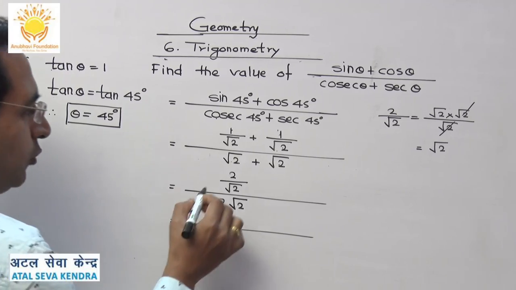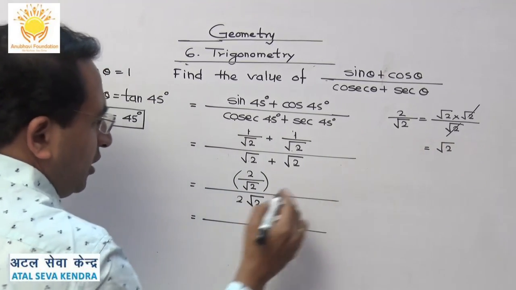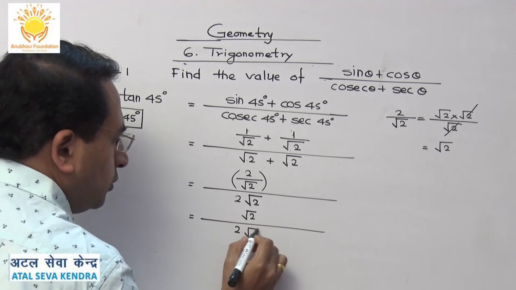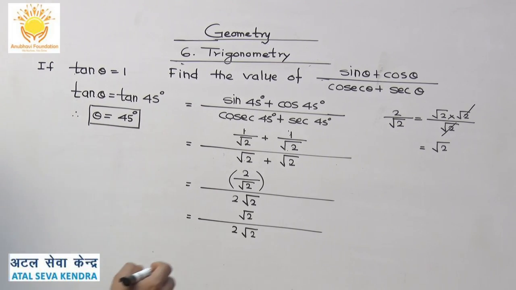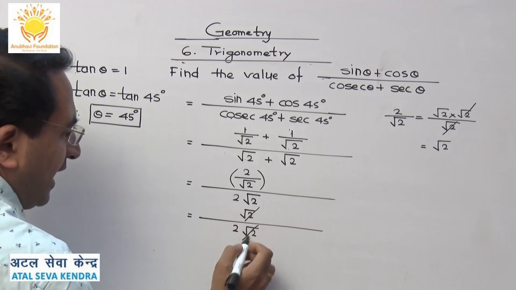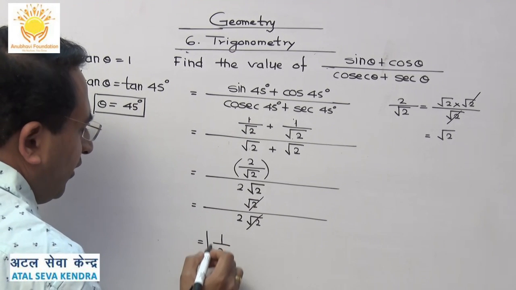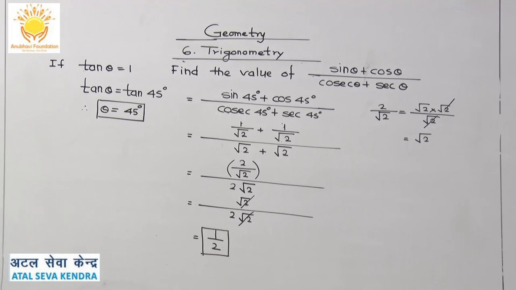Correct? Now you tell me, according to my explanation, can you write this as root 2 upon 2 root 2? Now root 2 will get cancelled and you will get the answer of the expression as 1 by 2, which we are supposed to highlight. This is an easier question.